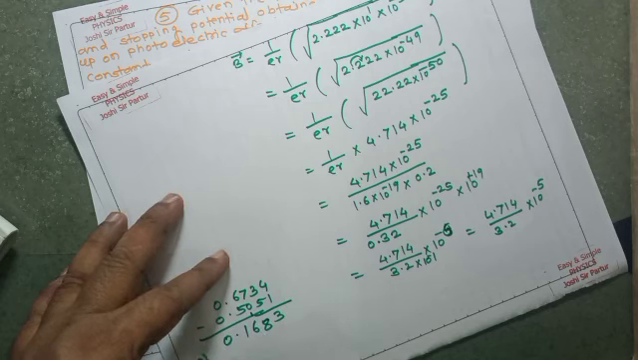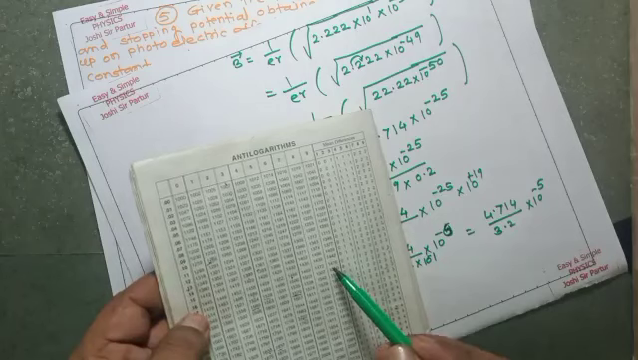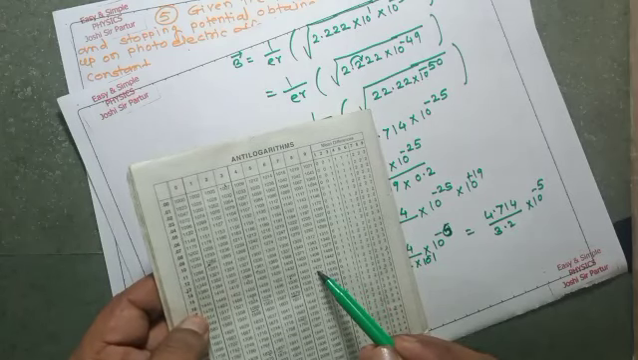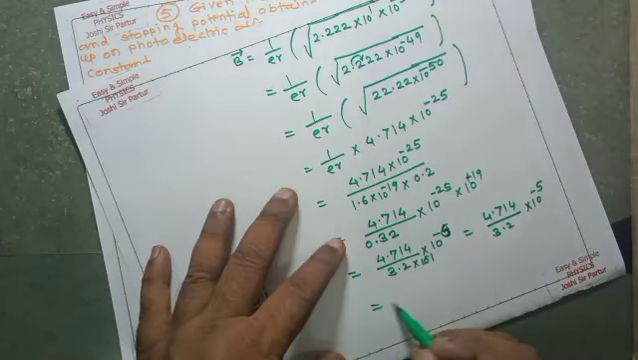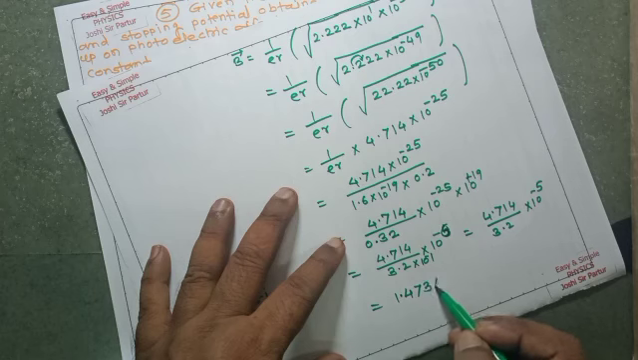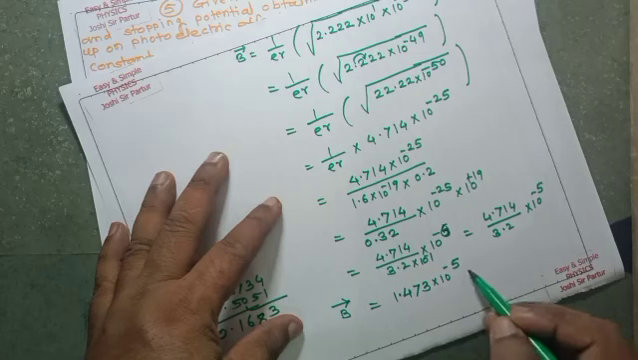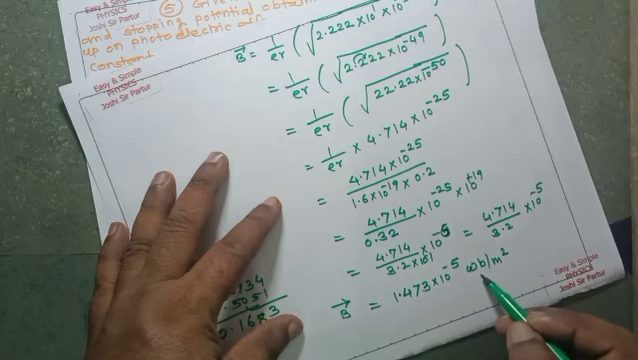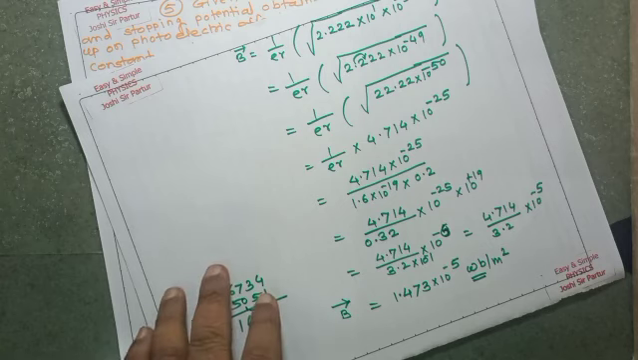So antilog for 0.1683, 16.1683, its antilog will be 0.1683 (0.1472 and 3 in mean difference 73). So it will be 1.473 into 10 to the power minus 5. That is magnetic field induction in Weber per meter square. So it will be the answer for such type of question.